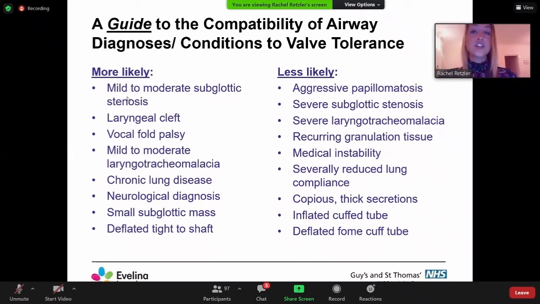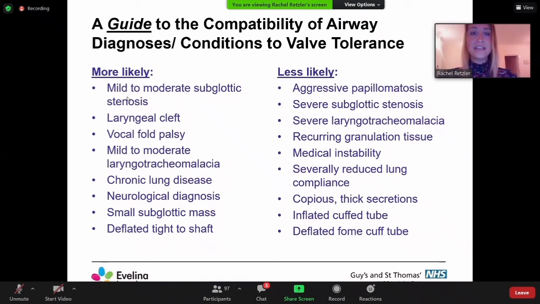Children in comparison that are less likely to tolerate could be children, for example, with aggressive papillomas, children with a severe subglottic stenosis or severe tracheomalacia or laryngotracheomalacia, recurring granulation tissue. Something to keep in mind on this note is if a child has recurring granulations, they've had an MLB where they had a granuloma and it might have been removed, and if they haven't had a recent MLB to check, there is the potential that it could have grown back. So you have to know their history on whether this is a problem for them or not, so you can keep close tabs on that so that we fully understand safety.